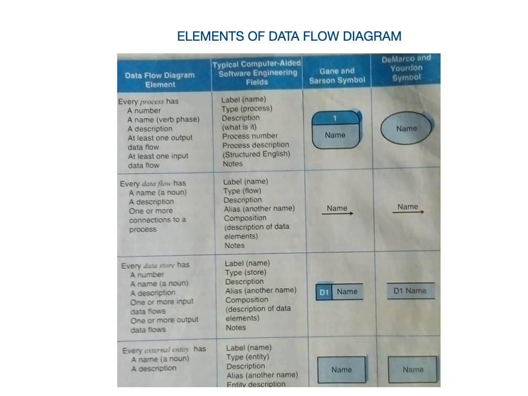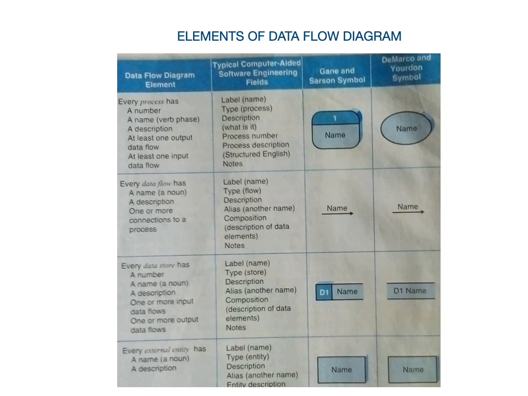Now, for a process, every process has a number, a name, and this name is usually a verb phrase, a description, at least one input data flow, and one output data flow. Then we have the data flow, which is represented by an arrow. Every data flow has a name, which is usually a noun, a description that explains the type or nature of data that goes in, and one or more connections to a process.